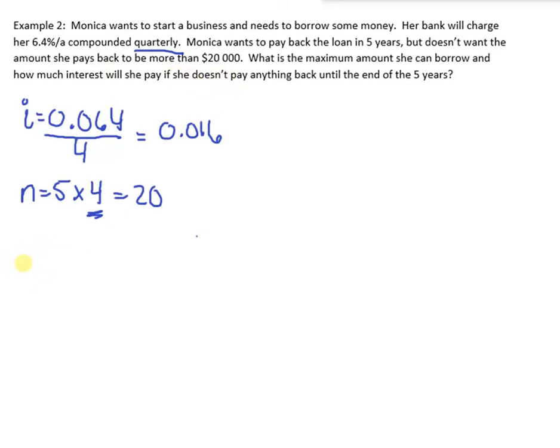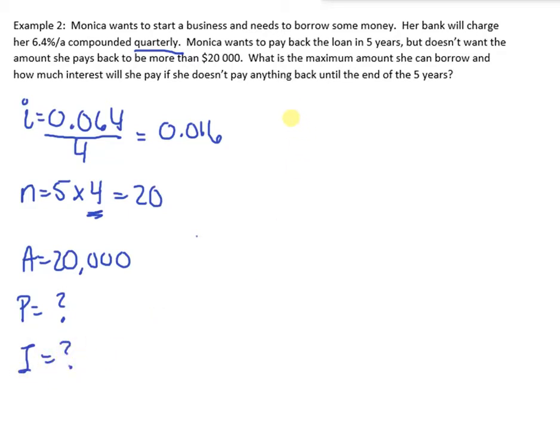So we're going to max out the amount at $20,000. What's the maximum amount she can borrow? So P equals question mark. And how much interest will she pay if she doesn't pay anything back until the end of the 5 years? So we want to know the amount of interest as well.